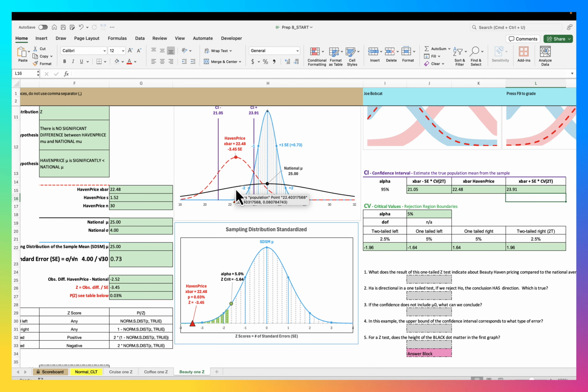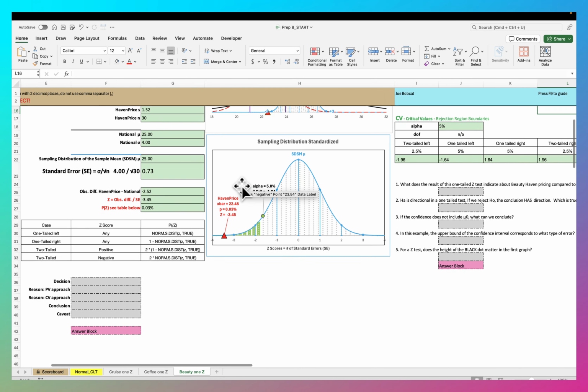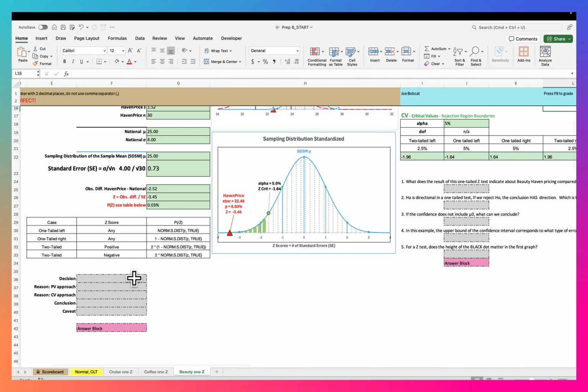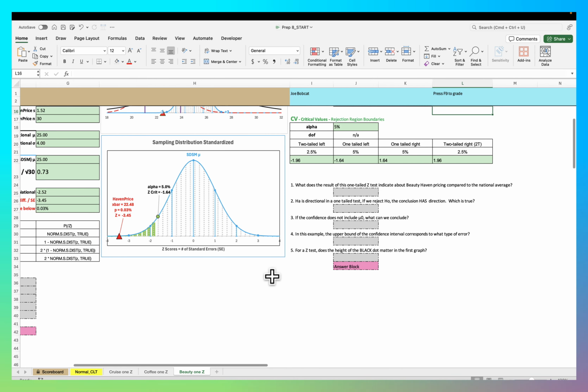So we're sitting in here. It does not include the population mean. So again, further evidence that this is for sure a reject of the null. But I actually think you can do this one without me, especially since it's a reject. So I'll let you take a stab at that.